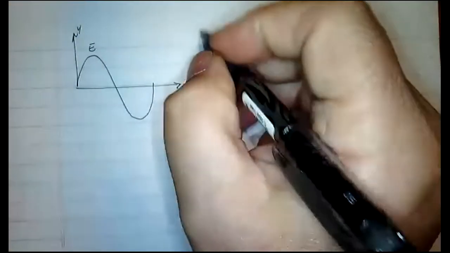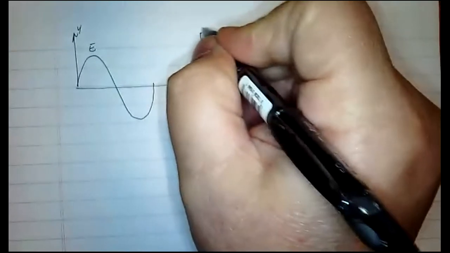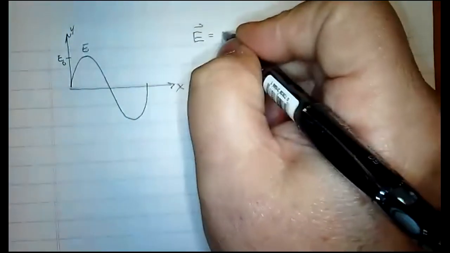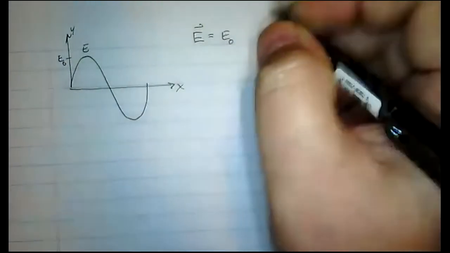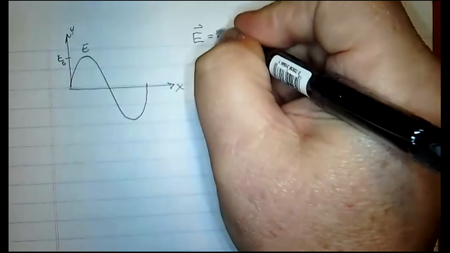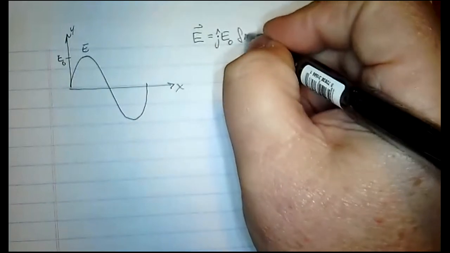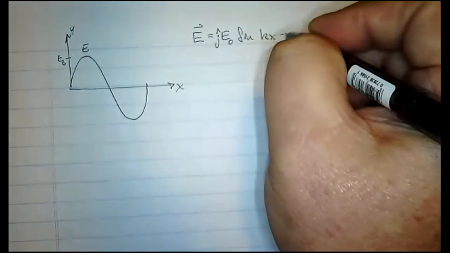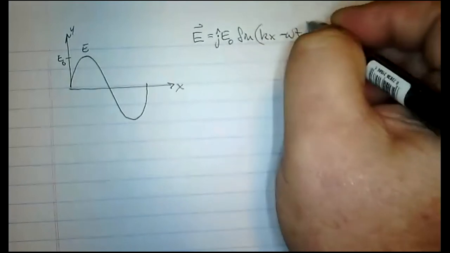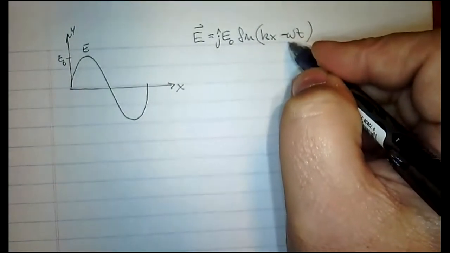So first off, you need to know what the equation for plane waves is. So I'm going to give you that. Basically, this would say that the electric field is equal to E0 J hat, because it's in the J direction, times the sine of kx minus omega t. If it's kx plus omega t, it's going to the left. This is going to the right.